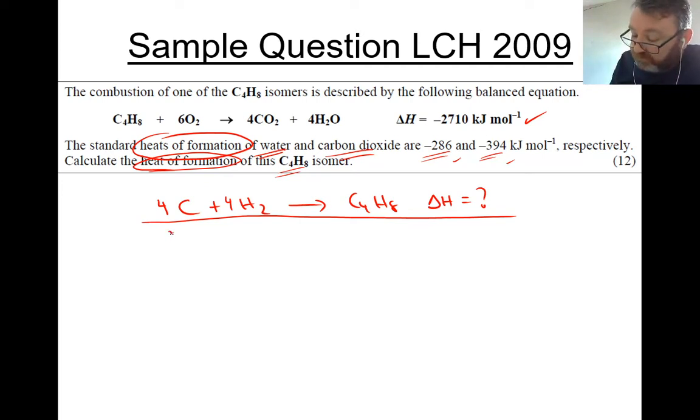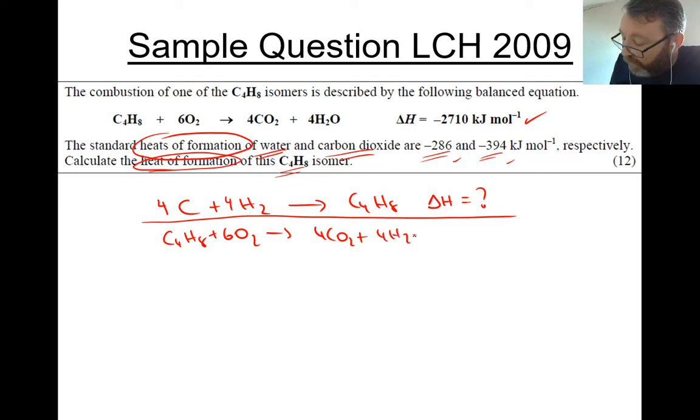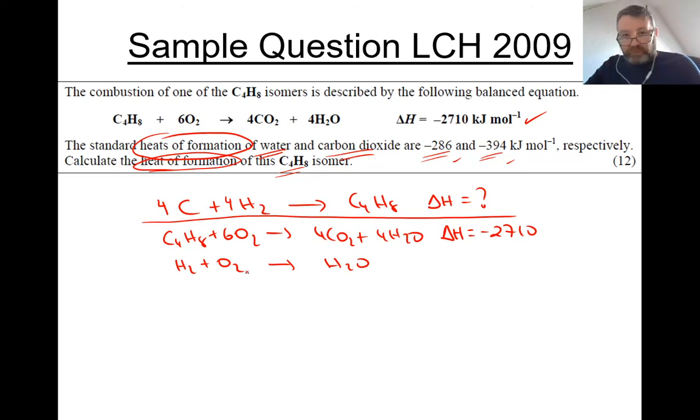The first one, C4H8, is given to me, so I'm going to write that down. It's up on top. With 6O2, goes over to give 4CO2 and 4H2O. And I know that the energy change for that reaction is minus 2710. Now, where are the other 2 equations? Well, they're here in this sentence. The heat of formation of water. What does that mean? It's the energy change that takes place when 1 mole of water is formed from its elements. And don't forget, water is formed from hydrogen and oxygen, which are both diatomic molecules.